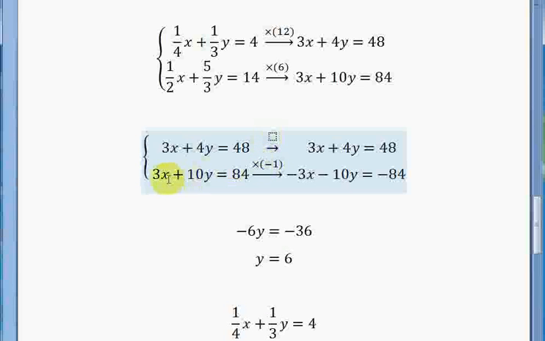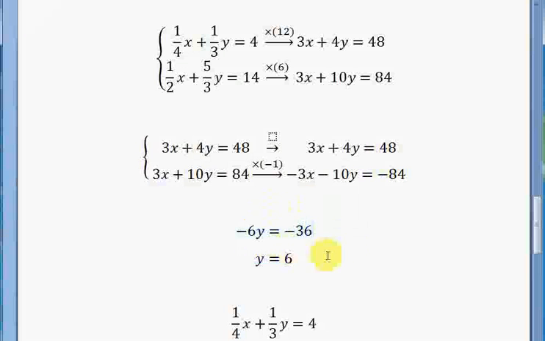So basically multiplying the bottom equation by -1 just changes all the signs. So it becomes -3x minus 10y is -84. Notice the 3's now cancel. The x's, the 3x and the -3x, add up to 0. So positive 4y minus 10y is -6y. 48 minus 84 is -36. So you get y is equal to 6.